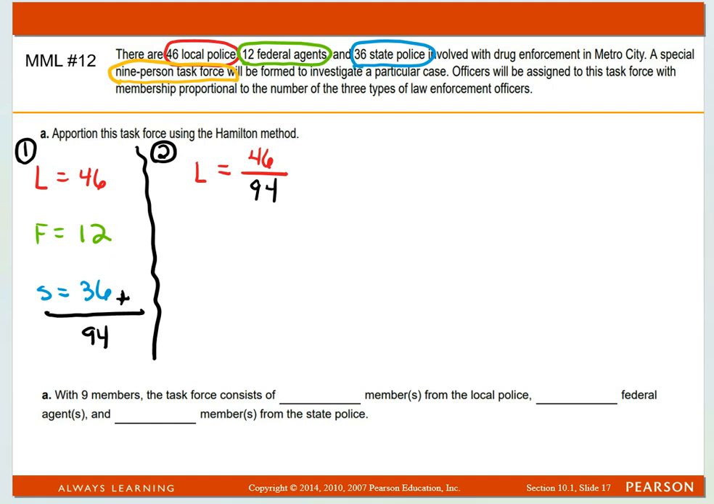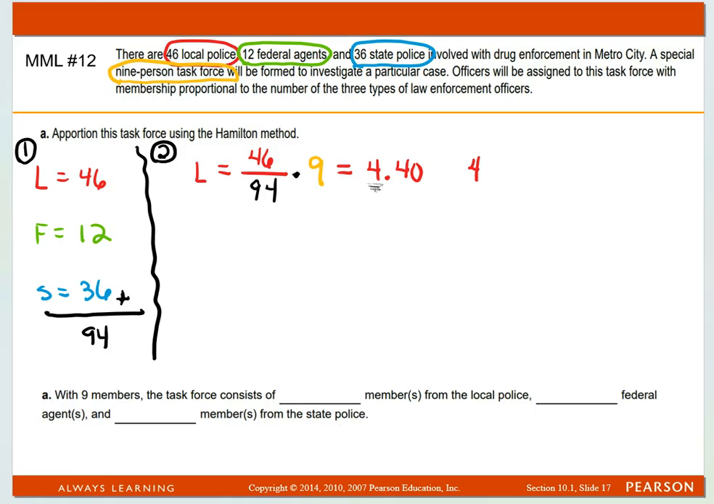All right, so for the local police, there are 46 police out of a total of 94. Now, when you take 46 and divide it by 94, that gives you a decimal, but I am immediately going to multiply that times the 9-member task force to see what percent of the 9 seats they will get. Now remember, you're going to write it down out a couple of places. I usually just go out 2 places. So I get 4.40. And when I look at the whole number, which is 4, that means that the local police are going to be given 4 people to be on this task force.